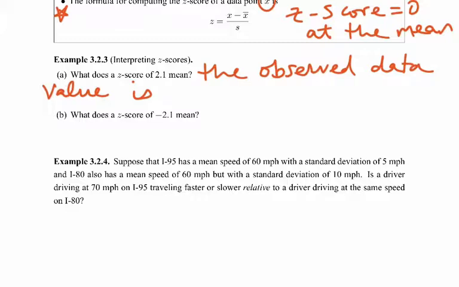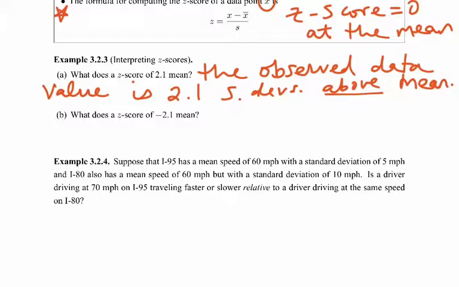So a positive z-score means that you are above whatever the mean is for that particular sample. So a z-score of 2.1 means that the observed data value is 2.1 standard deviations above the mean for that particular sample. A z-score of negative 2.1 means that you're below the mean, because remember, a z-score of 0 is right at the mean. So negative means you're below the mean.